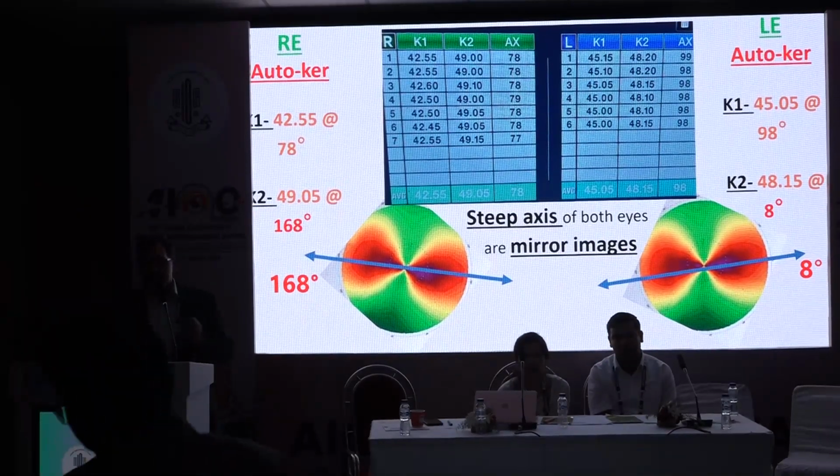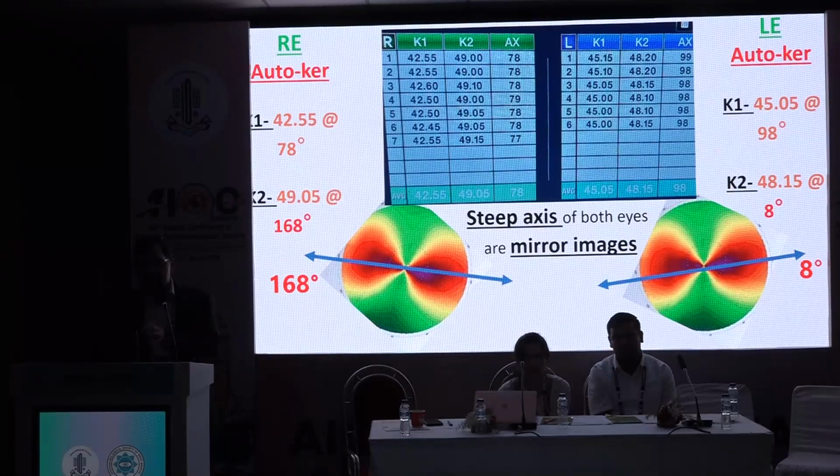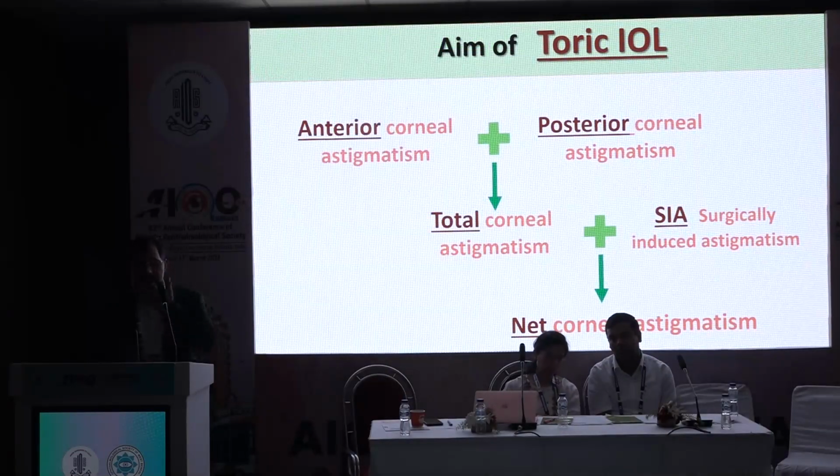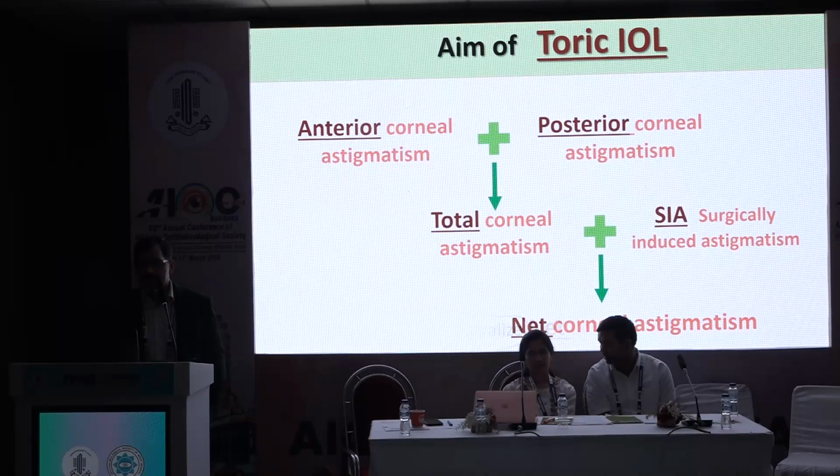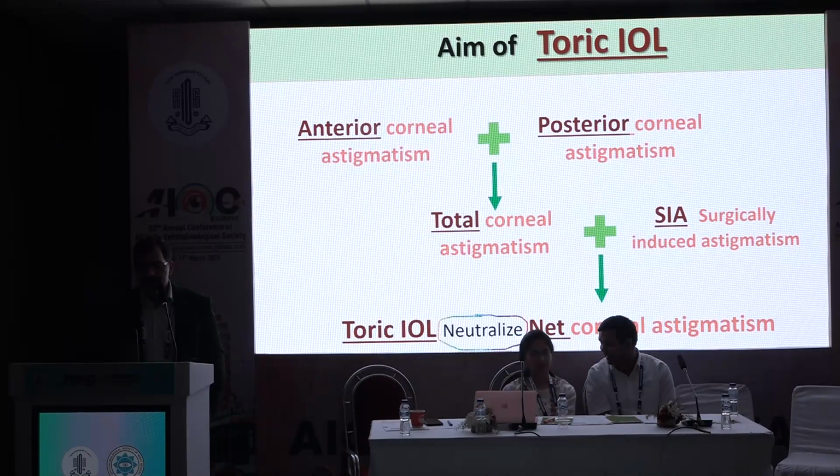In 90% of cases, in young patients, you will get these types of results. If there is keratoconus or something else, then this will not be there. The axis will be different, the readings will be different. Now, what is the aim of a toric lens? As we know, net corneal astigmatism consists of anterior, posterior plus SIA. So the toric lens is there to neutralize that net corneal astigmatism.